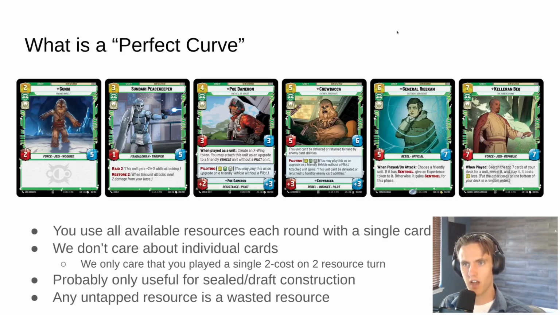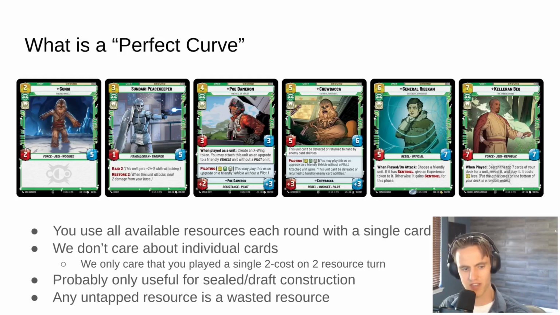So first, what is a perfect curve? I'm defining a perfect curve when on your 2 resource turn, you get to play a 2 cost. On your 3 resource turn, you play a 3 cost, 4 resource turn, 4, 5, 6, 7. So you are maximally using all of your resources with a single card.